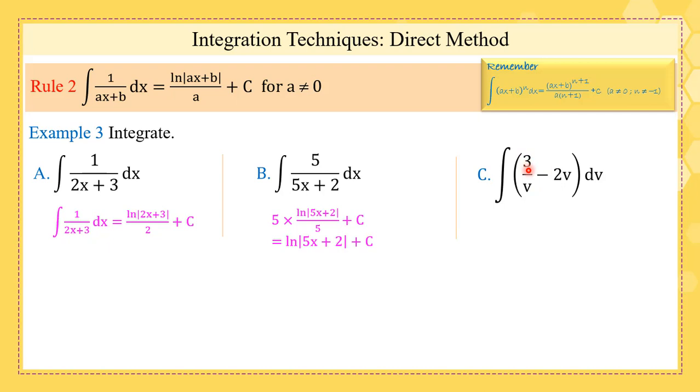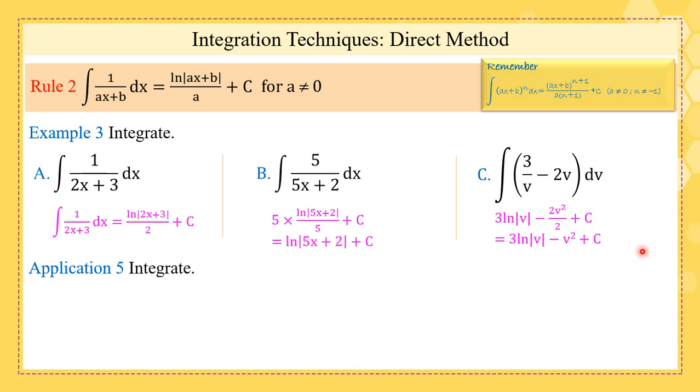C. Integral of (3 over v - 2v) dv. Here we decompose the integral into two integrals. The first one is the integral of 3 over v dv. We put 3 outside the integral, then we get 3 ln absolute value of v, because the derivative of ln v is 1 over v, and the antiderivative of -2v is -2v squared over 2 plus a constant. Then the result is 3 ln absolute value of v minus v squared plus c.